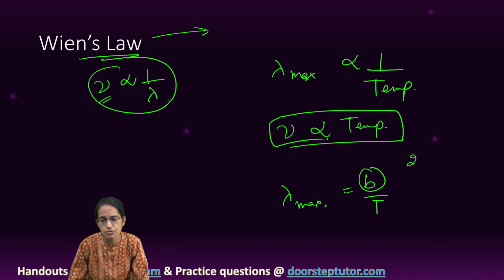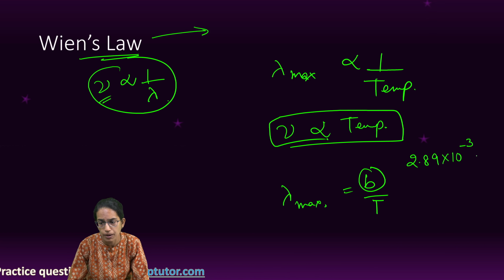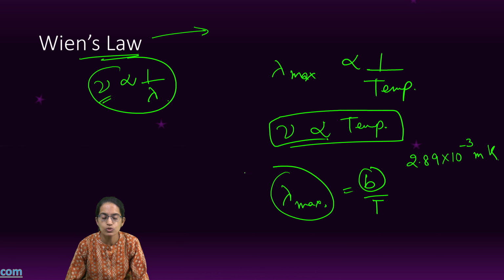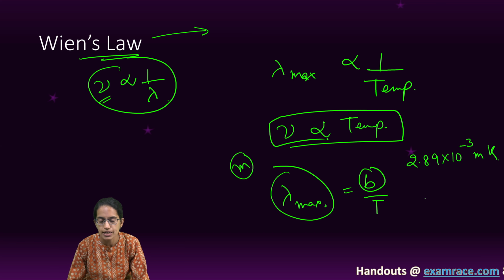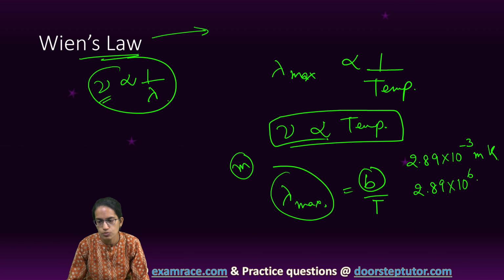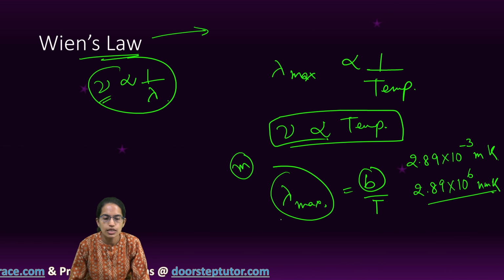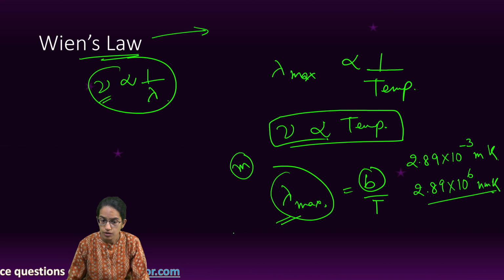Now, Wien's displacement constant is 2.89 multiplied by 10 raised to power minus 3 meter Kelvin if I want to have the values of wavelength in meters. However, in case of optical wavelengths, we usually understand it in nanometers. So, it is 2.89 into 10 raised to power 6 nanometers Kelvin. Clear? So, this value of the wavelength would be in nanometers.